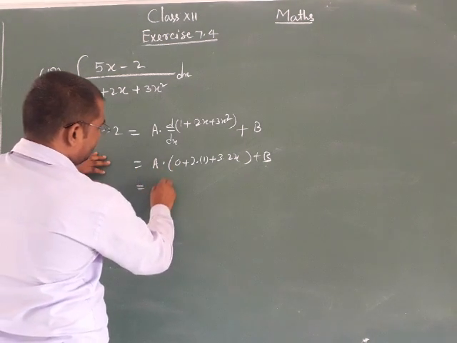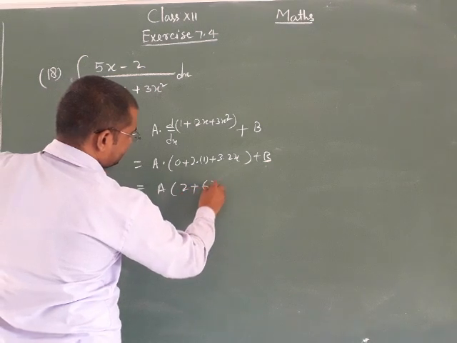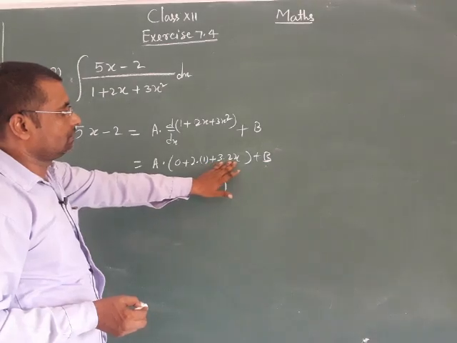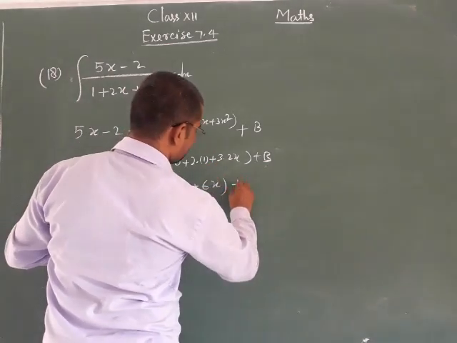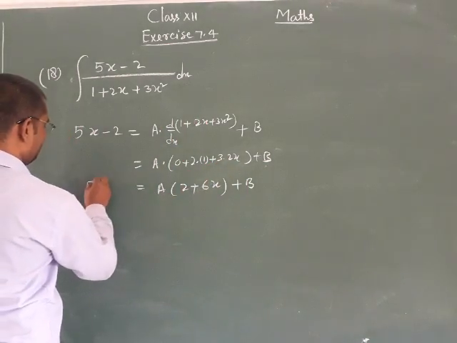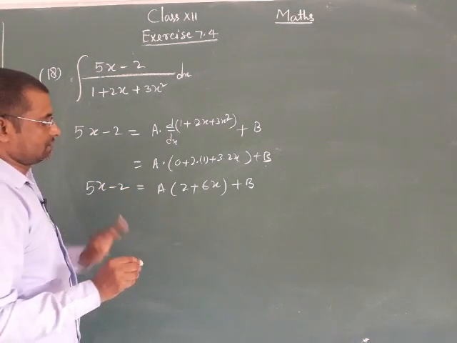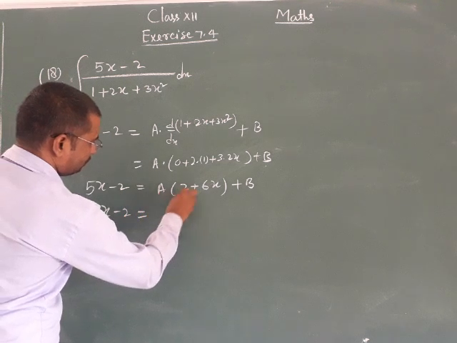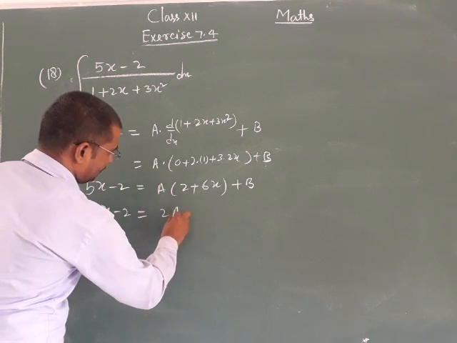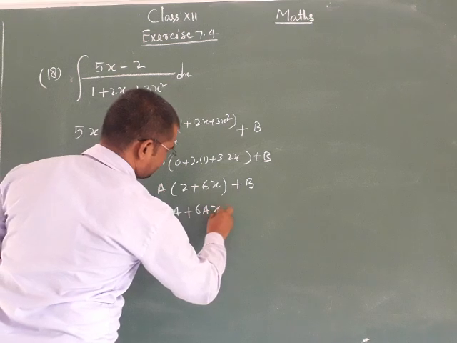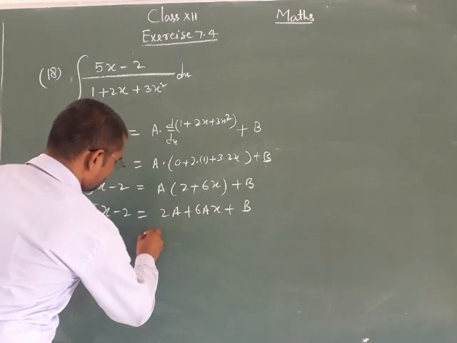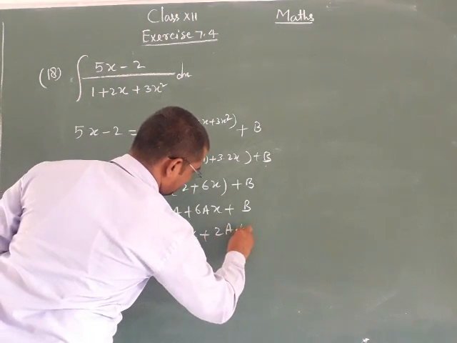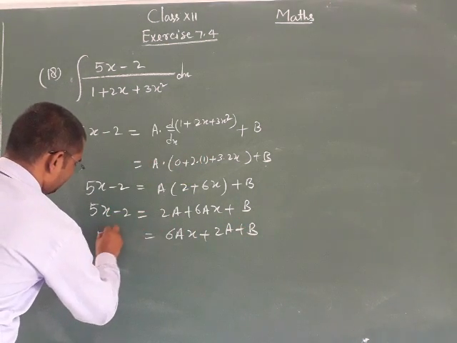So a(2 + 6x), so 0, 2 into 1 is 2 and 3 to the 6x, and plus b. So 5x minus 2 is equal to this. So 5x minus 2 is equal to 2a multiplied by 2a plus 6a x plus b. Also we can write 6a x plus 2a plus b, and 5x minus 2.